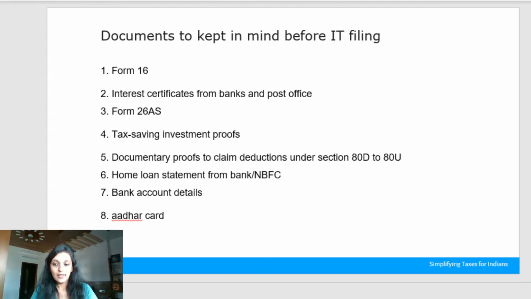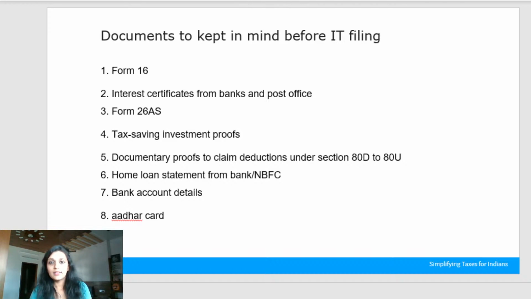Only condition is that. Otherwise, you can include this. Let's say for example, you are having donation receipts, but you have not submitted those donation receipts to your employer. You can still include that donation amount in your income tax return under section 80G.